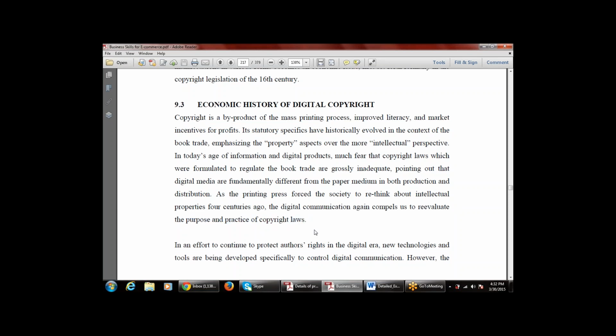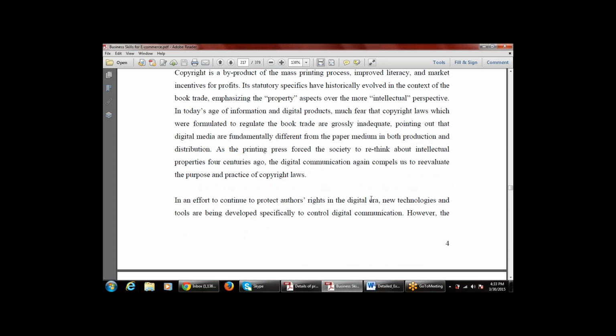So this history says that whenever there is a demand for information technology, it compels the re-evaluation of the purpose and the practice of copyright laws. That is, what is the main purpose and how copyright laws have been put into practice for digital copyrights. In an effort to continue to protect authors' rights in the digital era, new technologies and tools are being developed specifically to control digital transmission. So new technology and tools have been developed to secure digital protection.